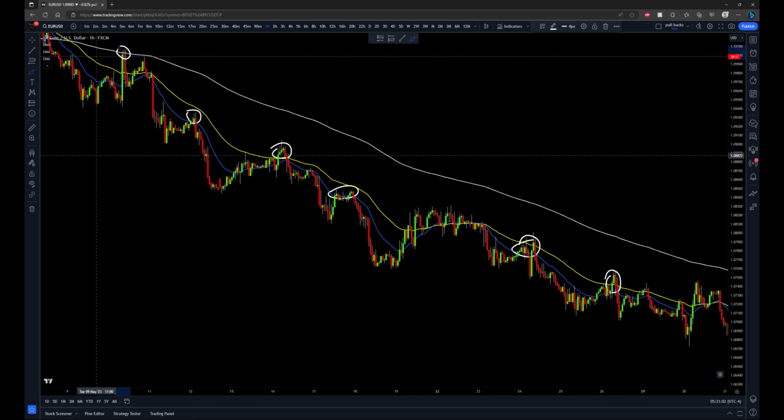So any of these EMAs works as an area of value and can be utilized with your trend following system. Of course, you want to utilize multiple factors and not just one thing. So don't think that you can just enter purely based on touch of an EMA and have a profitable system right away.